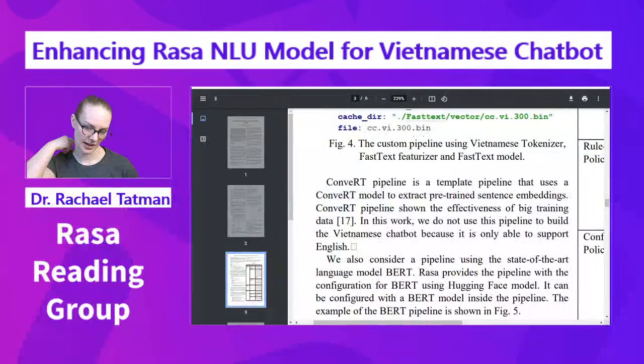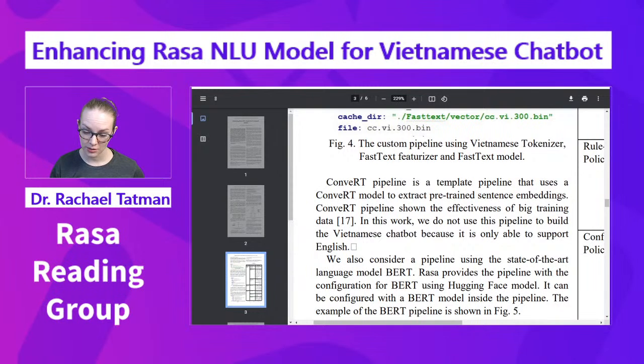Oh, and they're also talking about ConveRT. So the ConveRT pipeline is a template pipeline that uses a ConveRT model to extract pre-trained sentence embeddings. ConveRT was trained on English. It was trained on English Reddit data. And I actually don't know that we're still supporting it because there were some problems with the model availability.